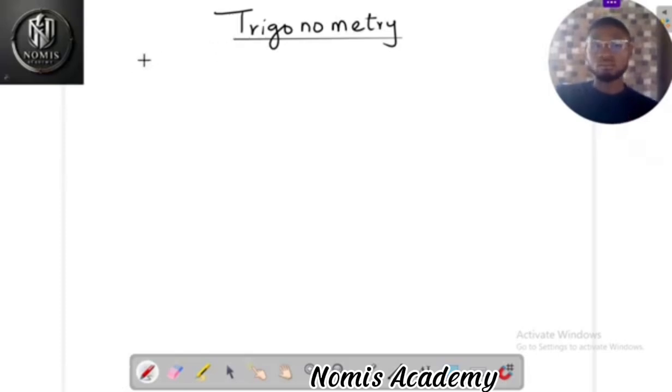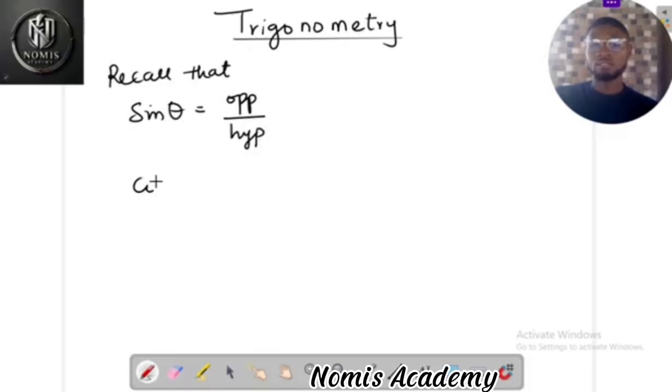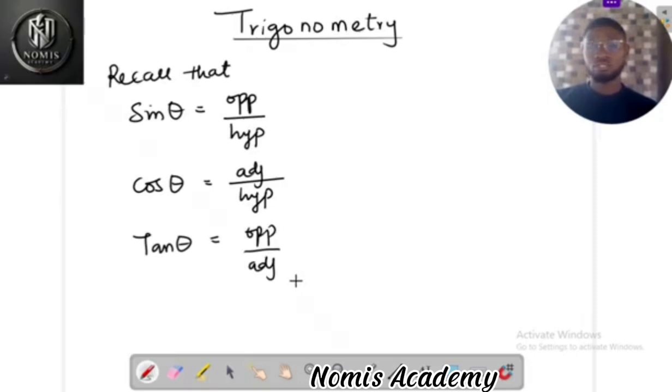Now recall that sine theta is equal to opposite all over hypotenuse, and cos theta is equal to adjacent all over hypotenuse, and tan theta is equal to opposite all over adjacent.